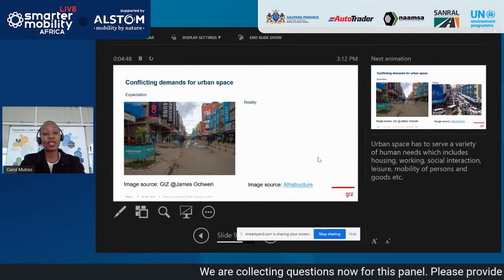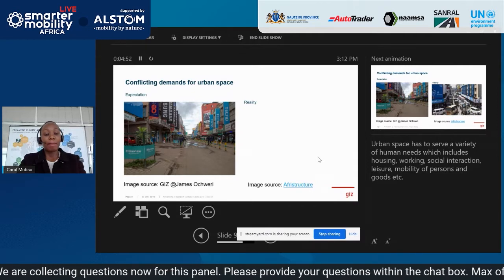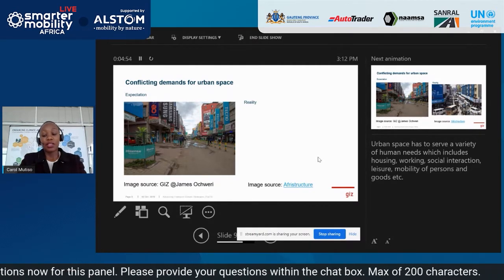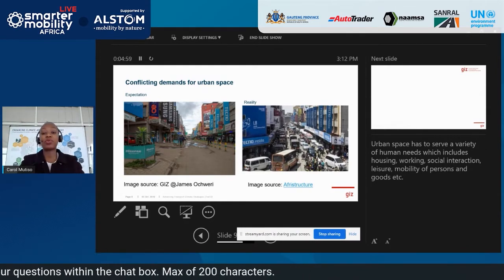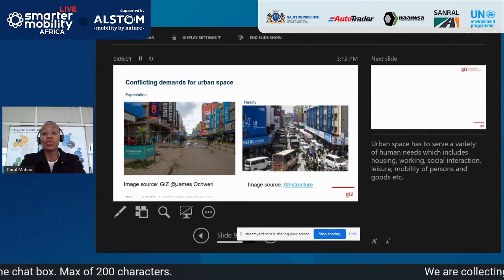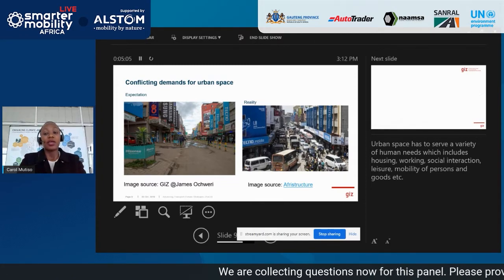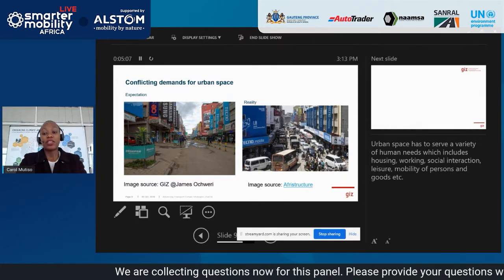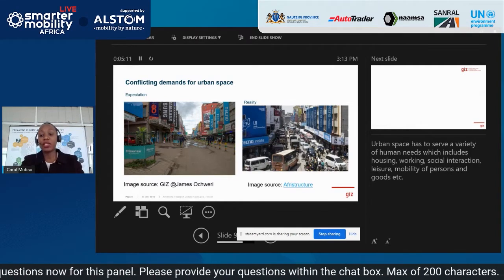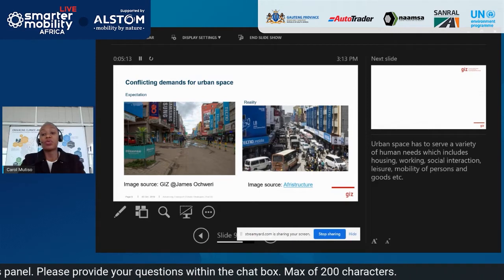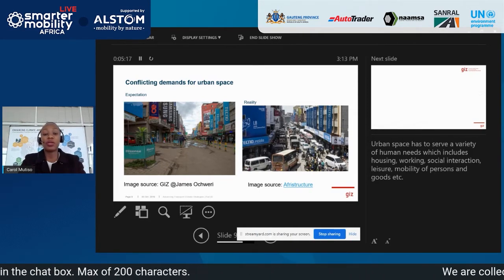This is an example of a road avenue here in Nairobi, where currently it's looking like this, but before, this was the reality. You can see the amount of vehicles, there are businesses, there's the motorcycles, private cars, and indeed we have to factor in that urban space has to serve the variety of human needs, which includes, of course, housing, working, social interactions, leisure, mobility of people, and so on.